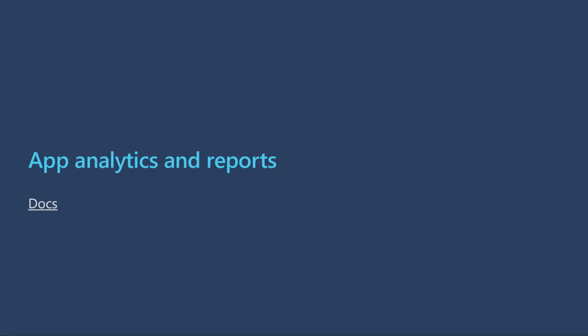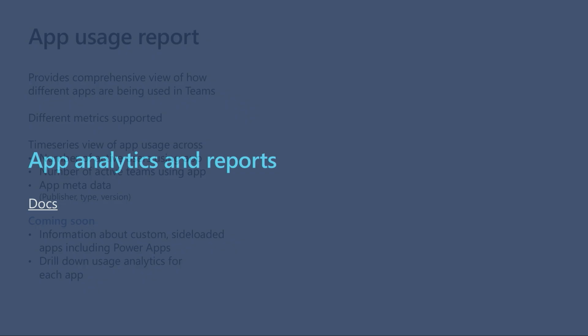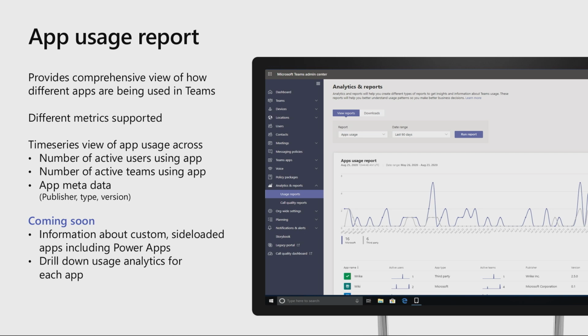Let's look at the next topic, which is one of the most common asks to us from the admins: how admins can easily look at the app analytics in their tenant, which users across which teams, which apps are being used. So now we have released the app usage report. To begin with, it's available for all the Microsoft and third-party apps, where admins can easily filter the app report based on the date range.